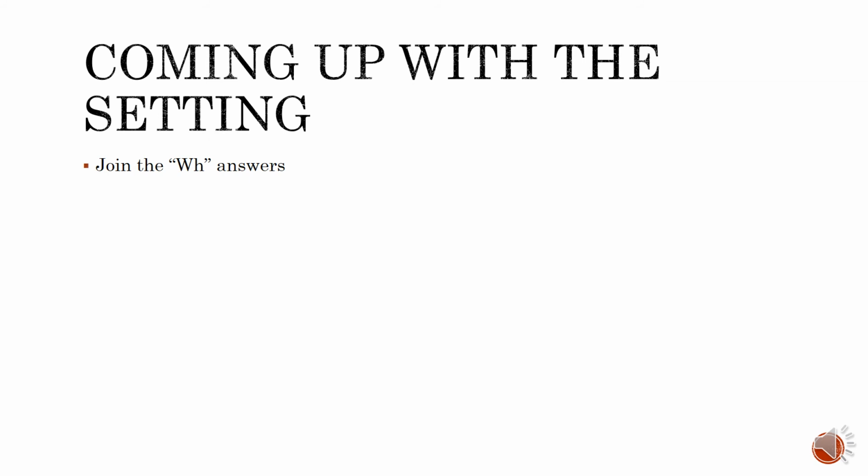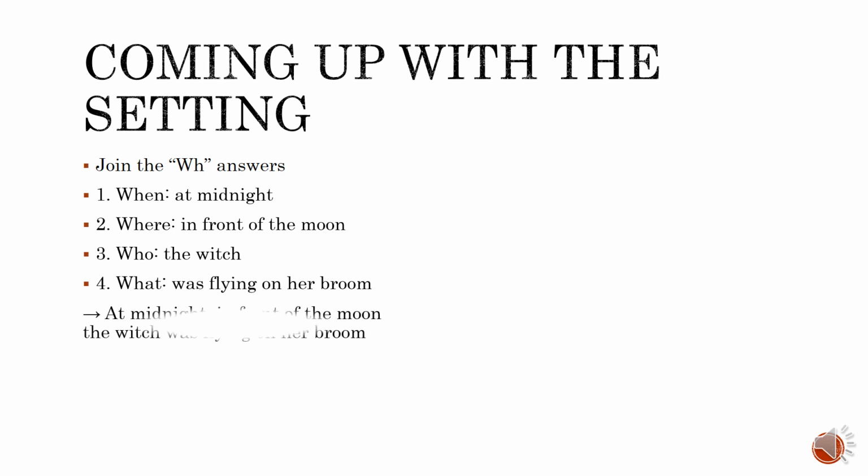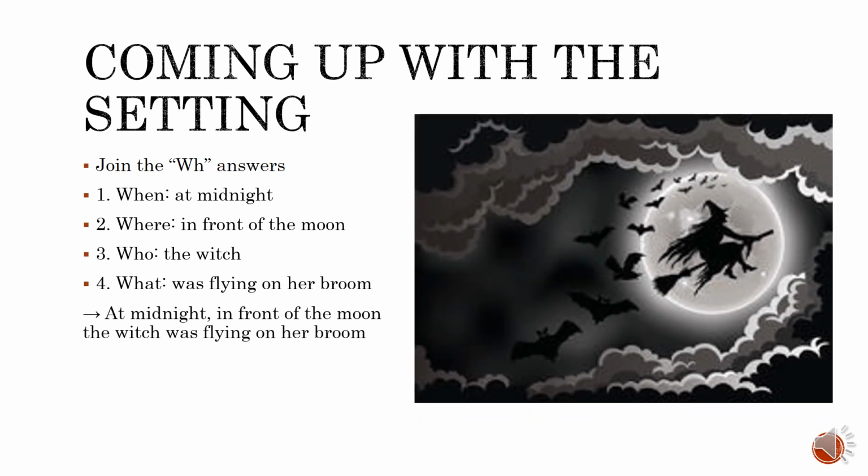How are you supposed to come up with the setting of the story? You join the answers of the WH questions: the when, where, who, and what. But there is an order you have to follow to come up with the perfect setting. You start with the answer of when, then where, next the who answer, and finally the what answer. For example, at midnight, in front of the moon, the witch was flying on her broom.